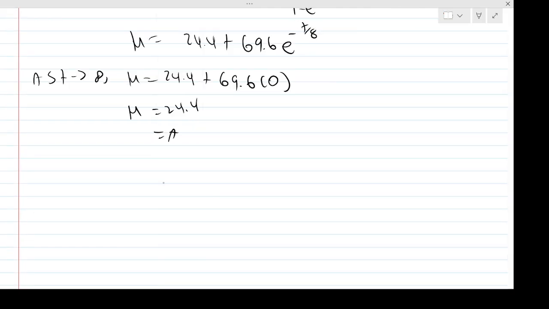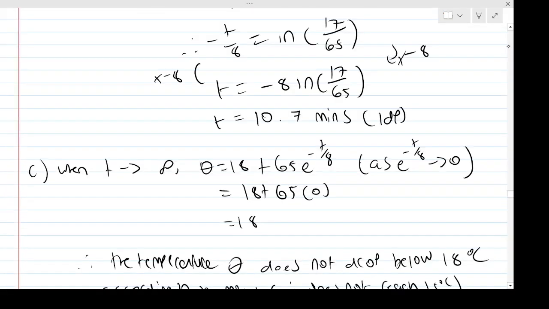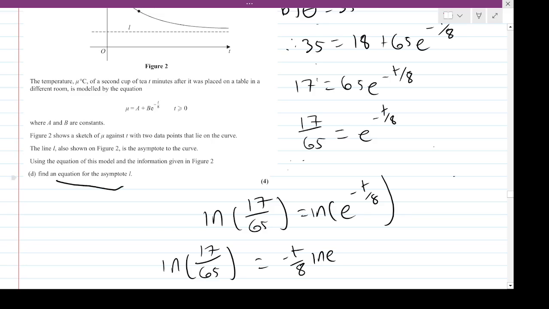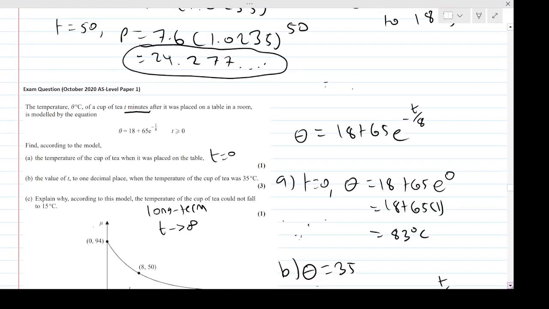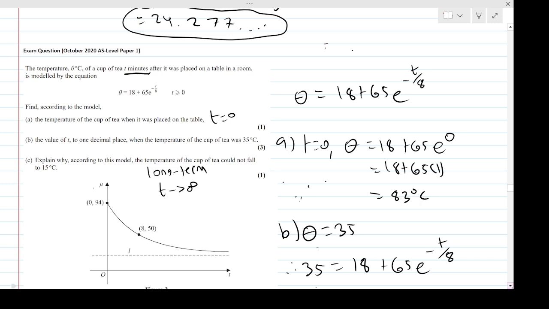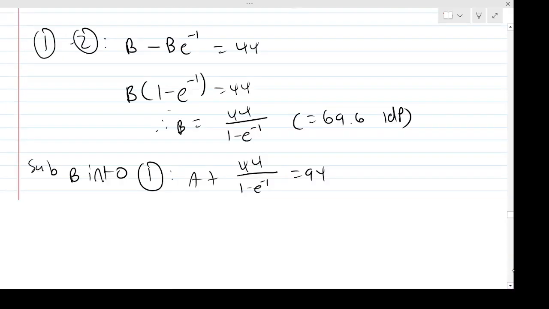So the asymptote then, if we go back, it wants to find the equation of the asymptote. Now, we saw that the value in the long term was 24.4. That's the equation of the asymptote then. The asymptote is also where the curve tends to in the long term, when t goes to infinity. So that means not y, but mu would equal 24.4 for my equation there. Hopefully that made sense. That's the idea of the asymptote, what the curve tends to in the long term. Well, in this case, we saw it's 24.4.